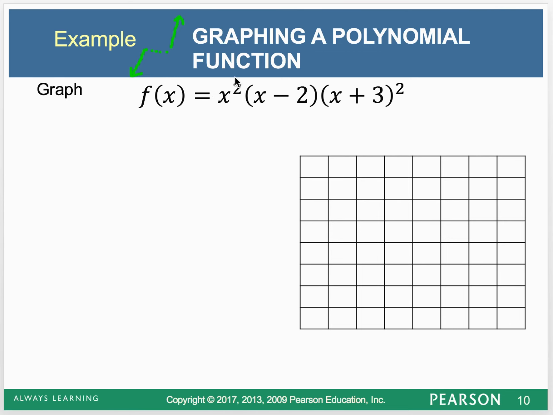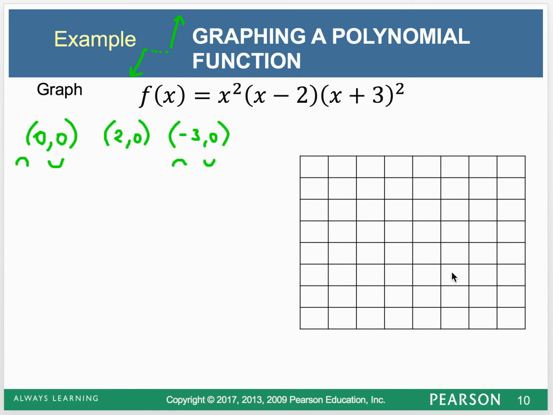But it's easy to see now they've got it factored already for me, that my zeros are, one of them is when x is 0, so the point 0, 0, and this has a multiplicity of 2. Don't forget to check your multiplicities. Then there's one where x equals 2 with multiplicity of 1, so it's just going to go straight through. And then x equals -3 with multiplicity of 2. So once again, I know, okay, it's going to have this right there at that point.